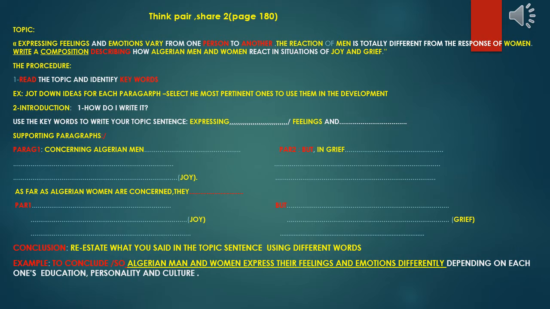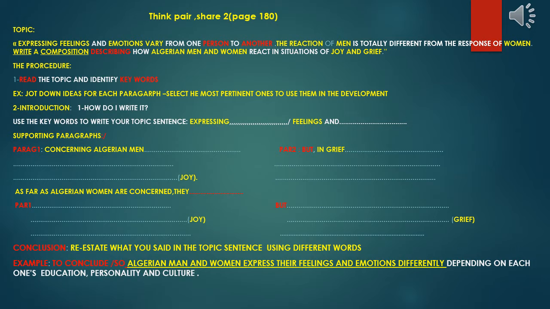You've got your topic on the screen. So the topic is: expressing feelings and emotions varies from one person to another. The reaction of men is totally different from the response of women. Write a composition describing how Algerian men and women react in situations of joy and grief.